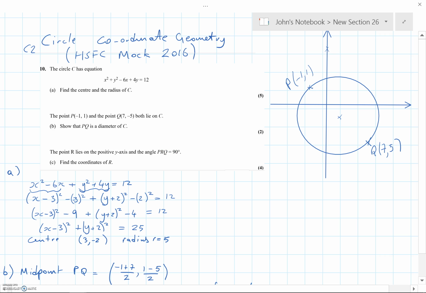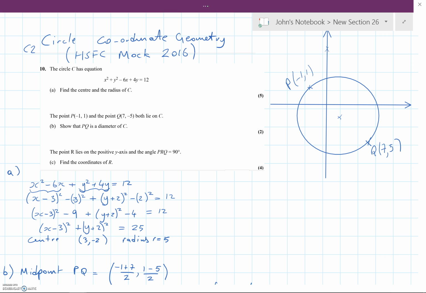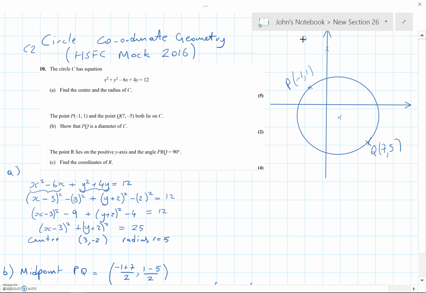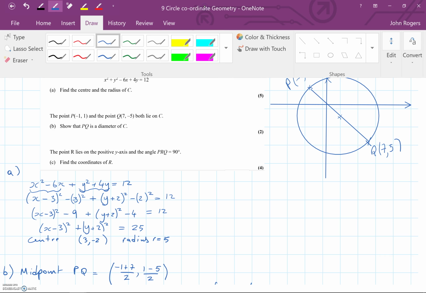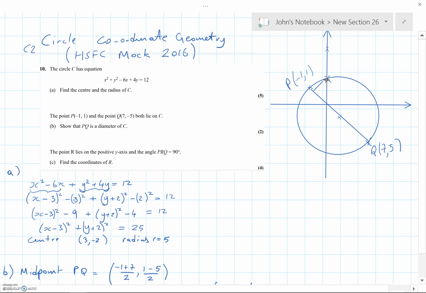Now if PQ is a diameter, let's draw it in. If that's a diameter there, and we know the point R is on a right angle, we know it's got to be here, because it's a semicircle. So if this angle here that I'm attempting to draw now, if I can get it done, is a right angle. Not doing too good a job of this, never mind.